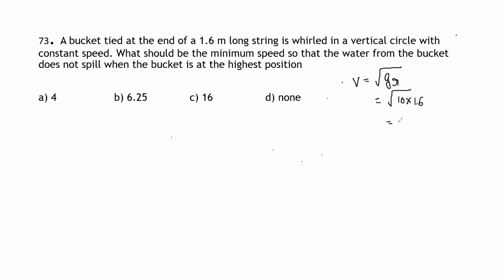So 10 into 1.6 is 16. Root of 16 is how much? 4. So the correct option is option A. It should be at the speed of 4 meter per second so that the water will not come out of the bucket when it is at the highest position. So the correct option is option A, 4.